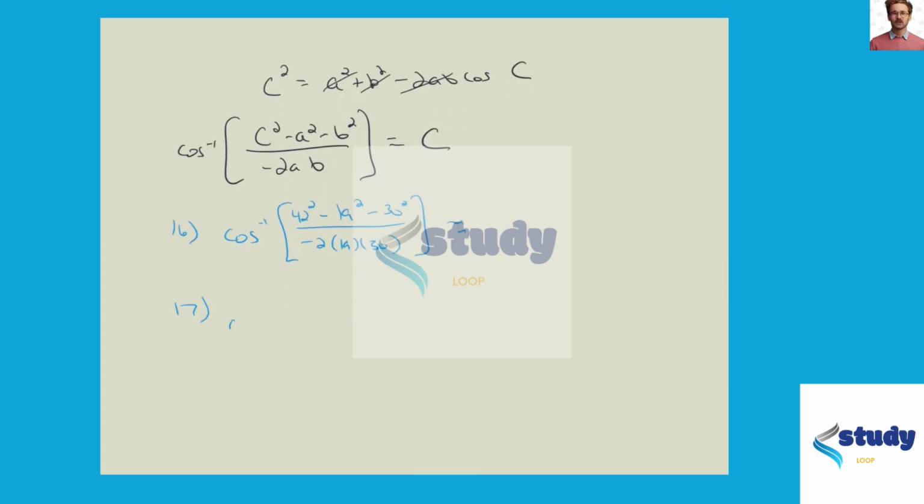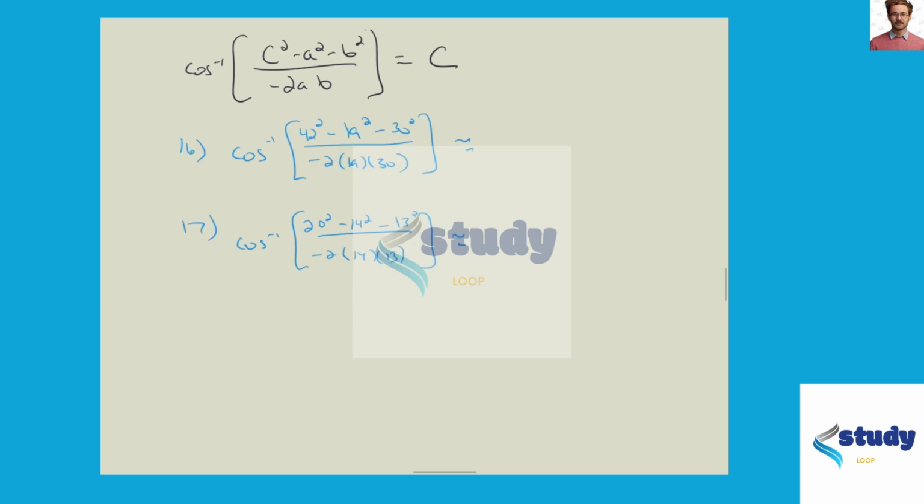Number 17 would be the inverse cosine of, if you want to find angle C, then you're going to start with side C, 20, and then you're going to subtract 14 squared and 13 squared, and divide by negative 2 times 14 times 13. Number 18 would be the inverse cosine. If you want to find angle B, then you start with side B, 31 squared minus 16 squared minus 20 squared over negative 2 times 16 times 20.